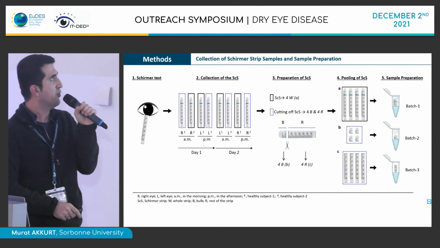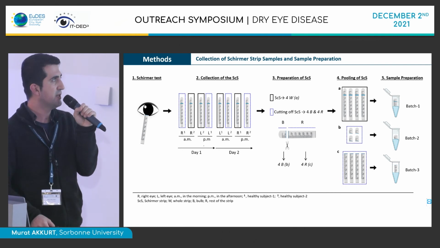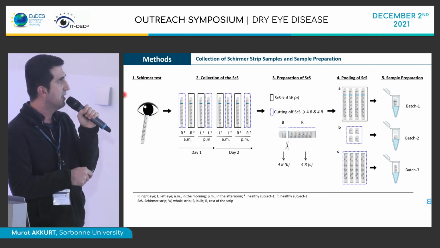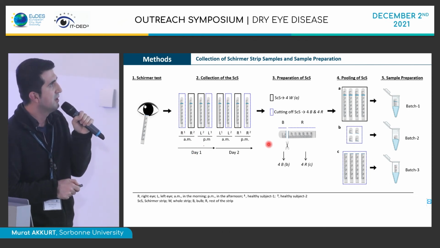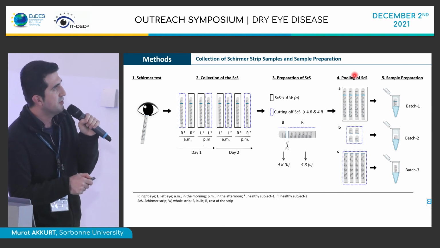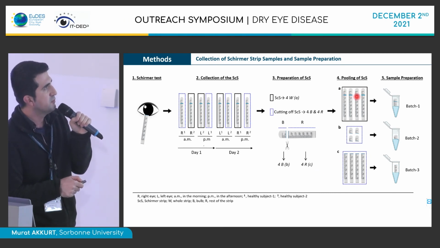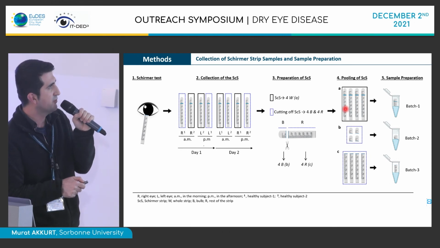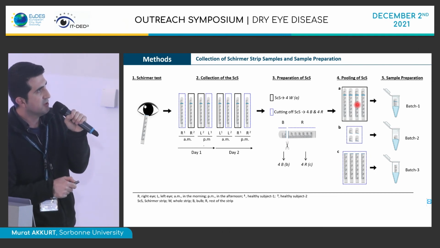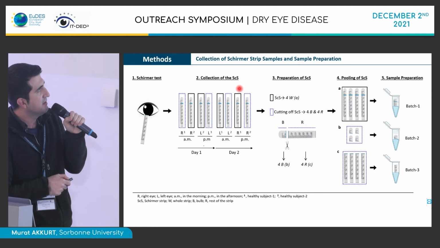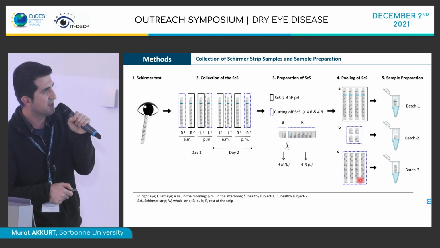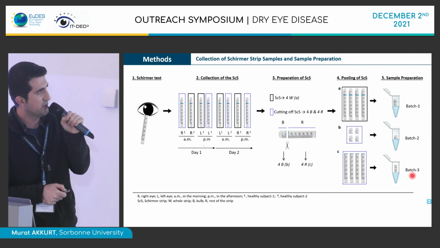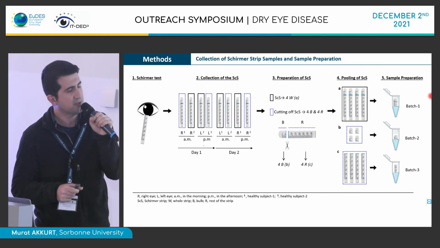This is the methodology of my sample collection. In this study, we employed 2 healthy subjects, and we collected Schirmer strips over 2 days in 2 different time courses, in the morning and afternoon. By grouping these strips, we tried to prepare 2 homogeneous groups from each subject, each day and each time course. In the first group, we considered the whole strips, and in the second group, the one in the dashed lines, we divided strips into bulbs and rest. Then the protein solutions were prepared. In the end, we had 3 different batches.